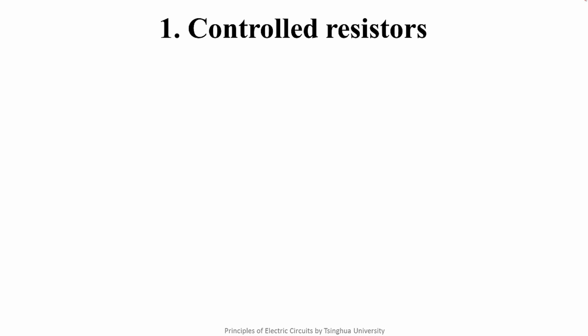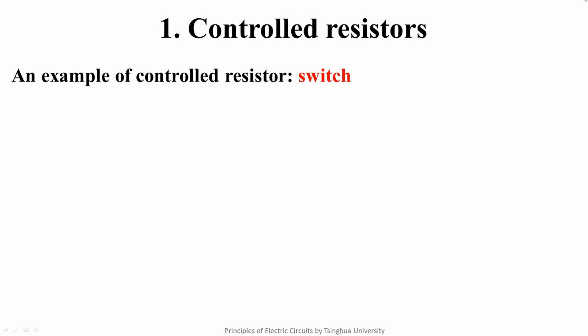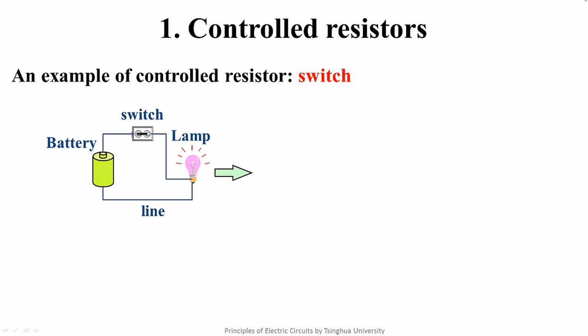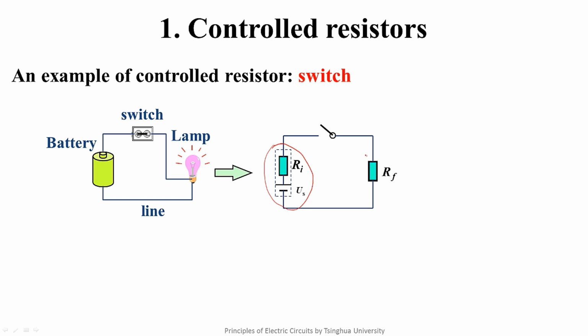First, we introduce the controlled resistors. The switch is the simplest example. This circuit was introduced in the first lecture. That's a circuit of a flashlight. It can be modeled like this. This is a model of the battery. This is a model of the bulb. This is a model of the wire, and this is a model of the switch. But we did not focus on the switch in the previous discussion.